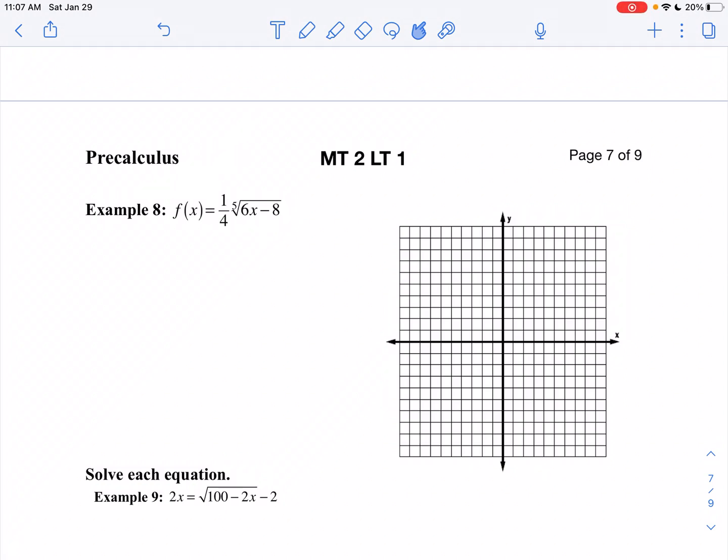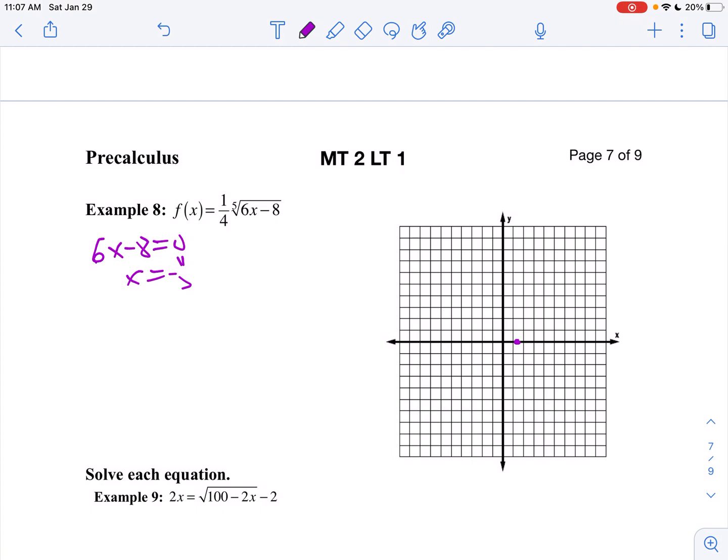Okay, on this problem, we have a little bit more complicated because we have a transformation going on here, don't we? So I'm going to move my graph to the right. Where am I going to move it to the right at? Well, I'm going to set 6x minus 8 equal to 0. So that means x would be 8/6, or x is 4/3. So I'm going to cross the x-axis at 4/3.